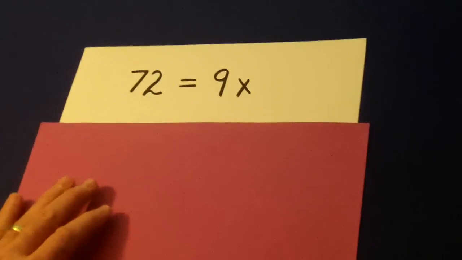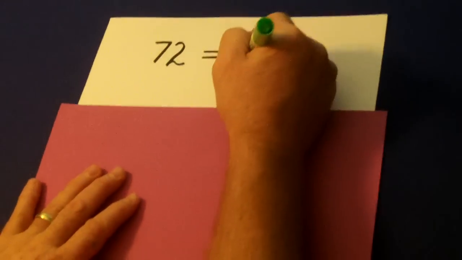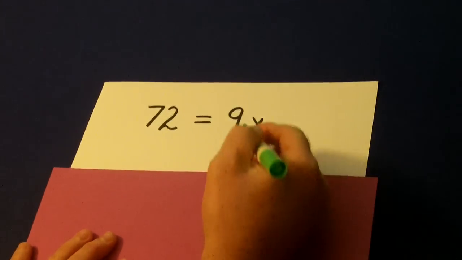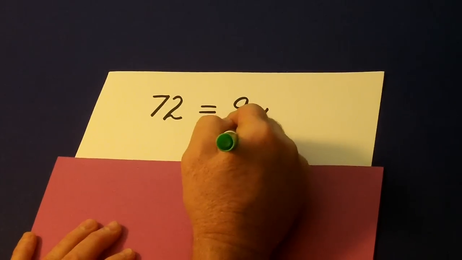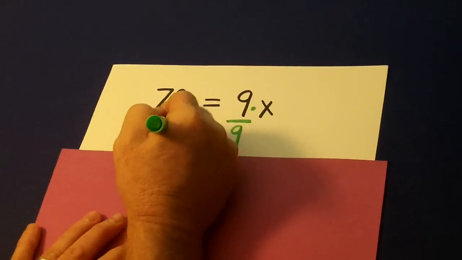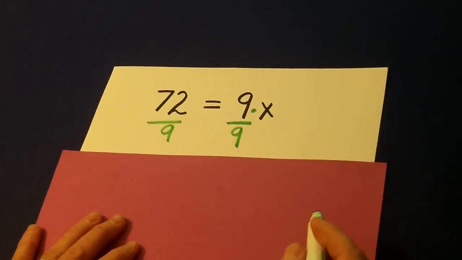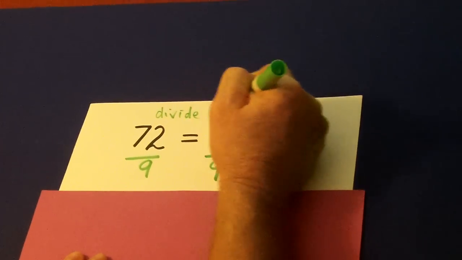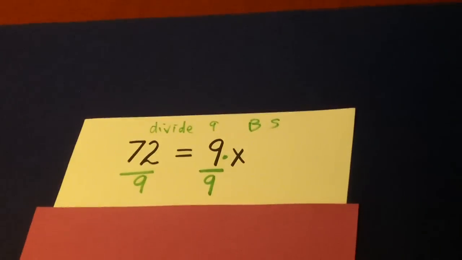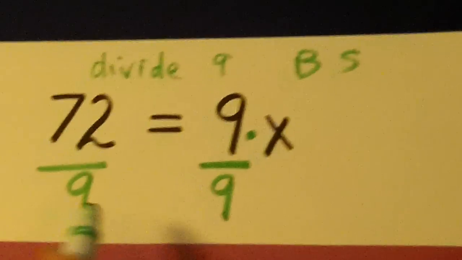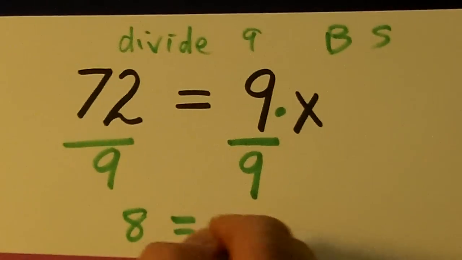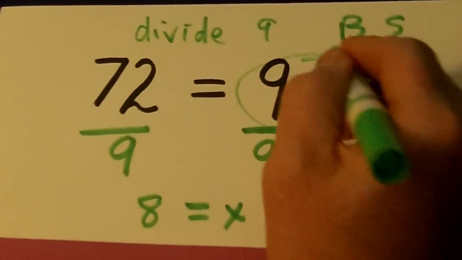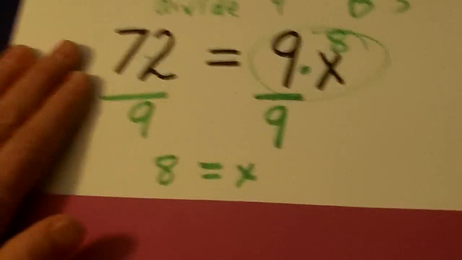72 equals 9x. What's the opposite of timesing by 9? Dividing by 9. Both sides. Okay? So remember, divide 9, both sides. And 72 divided by 9 is 8. 8 is equal to x. And look, 9 times 8 is 72.